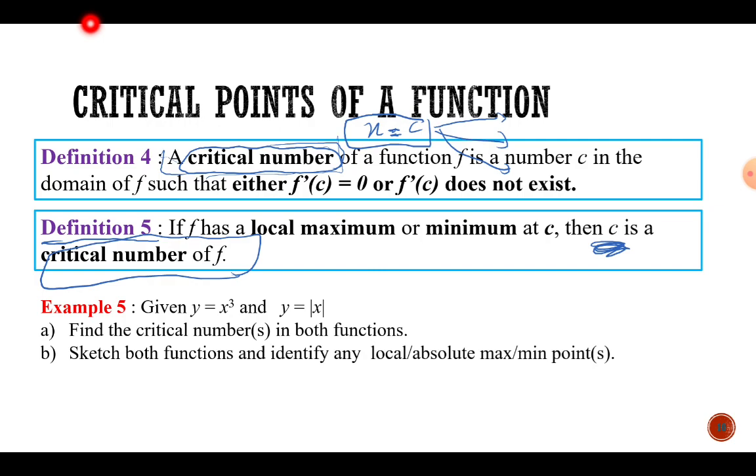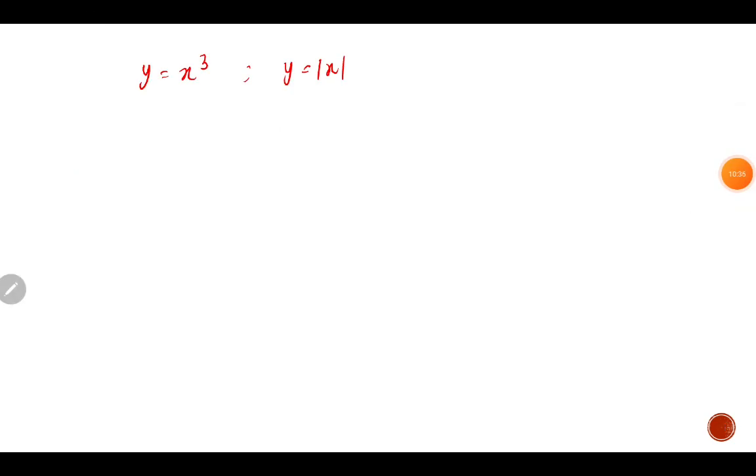Alright. Okay, so let's discuss example 5 so you understand better. We have two functions given, y equals x cube and y equals modulus x. Find the critical numbers in both functions. Okay, so let's find out. Let's try y equals x cube first. To find the critical points, we let f prime x equal zero or does not exist, right? Okay, so now let's proceed with y equals x cube.